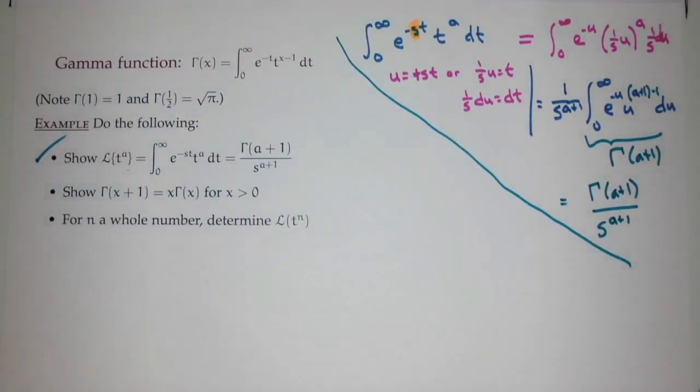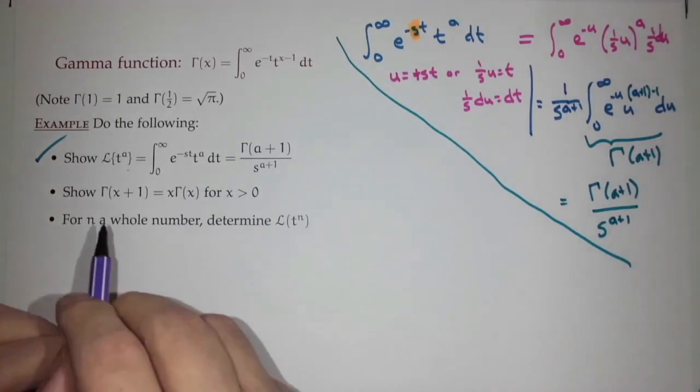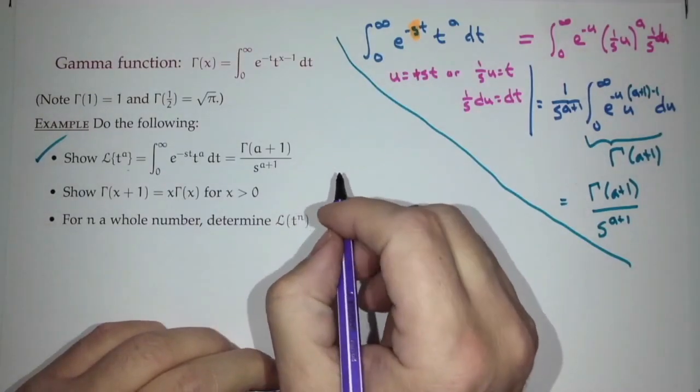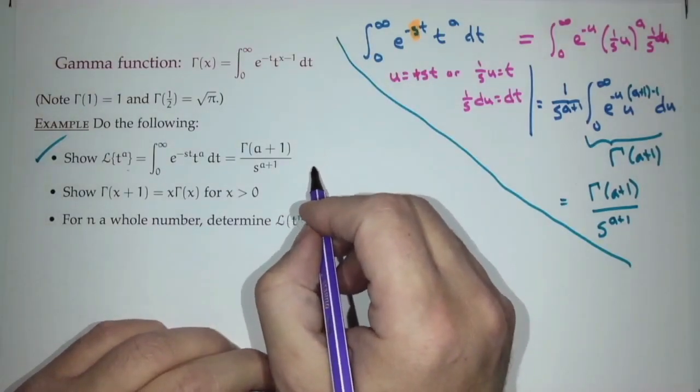That checks the first item on our list. All right. So for the next item, I'm going to go a little bit faster. It says, hey, gamma has this interesting property. Gamma of x plus 1 is x times gamma of x. Well, that's interesting. So let's see why that's true.